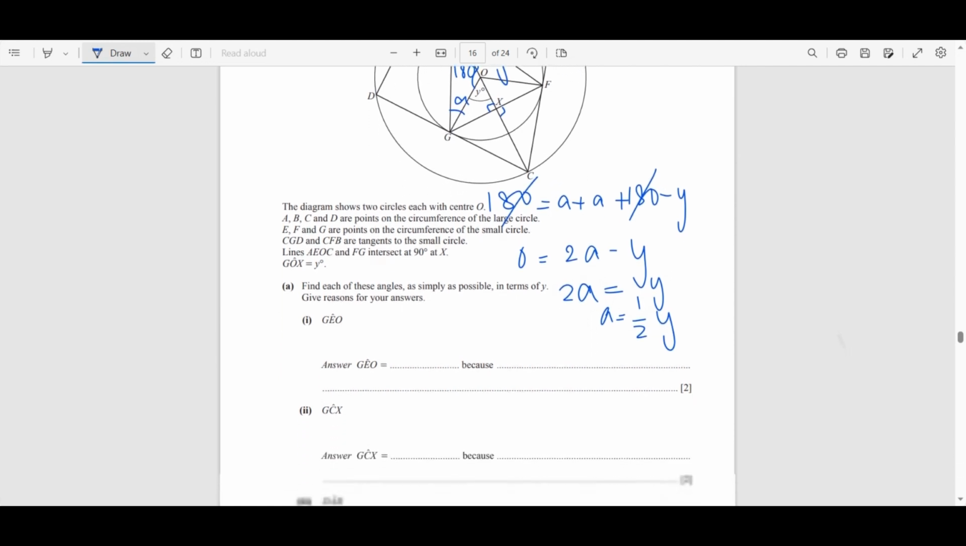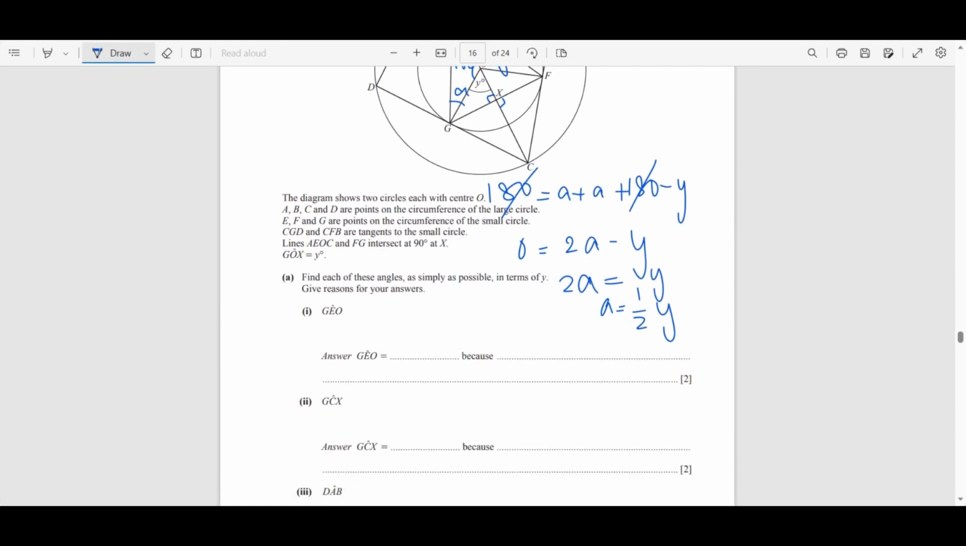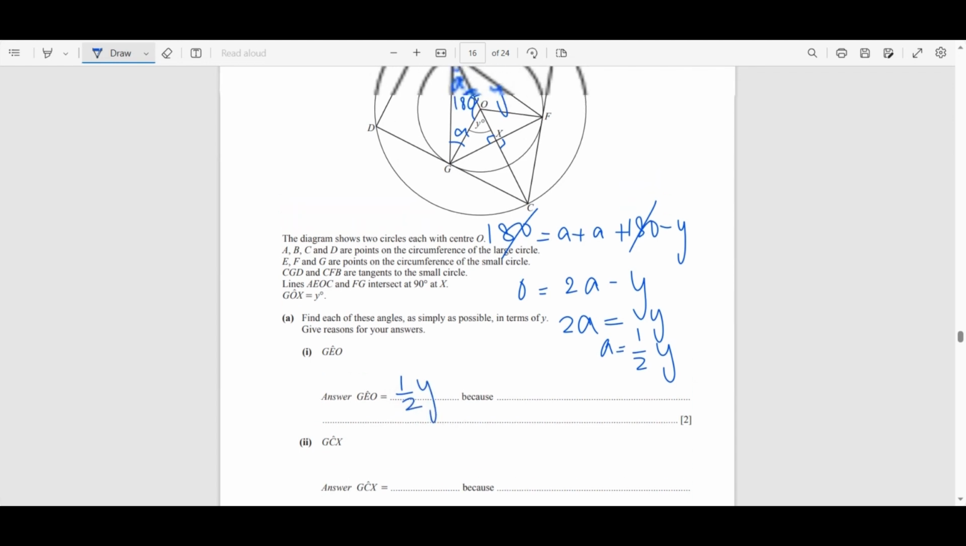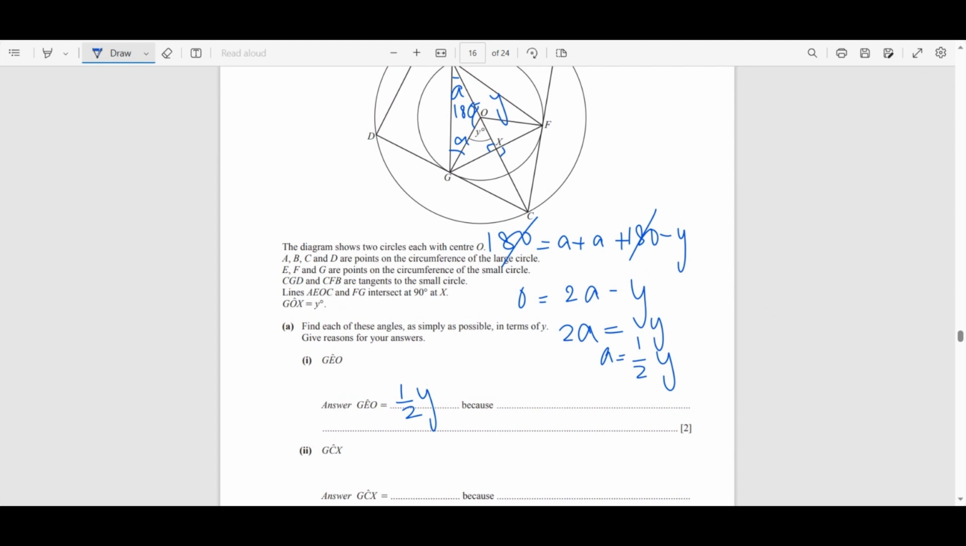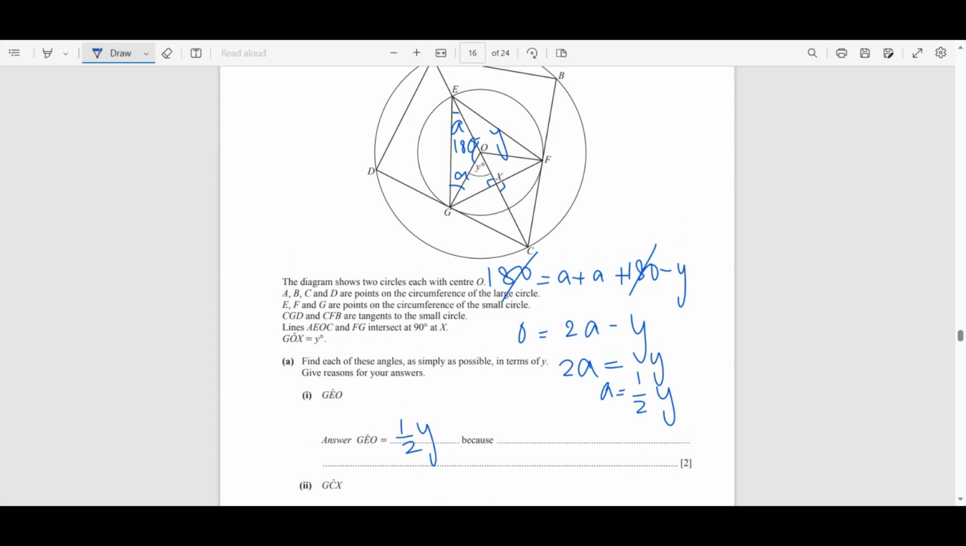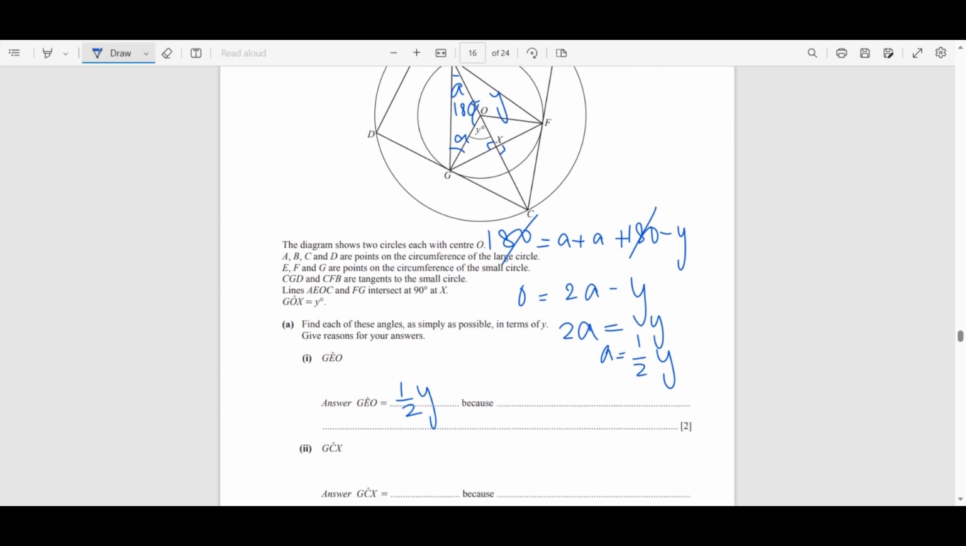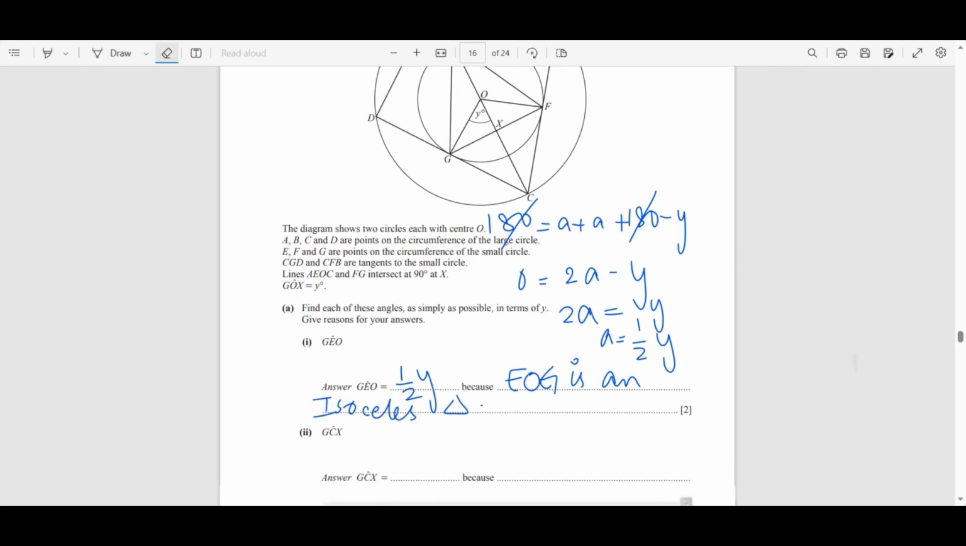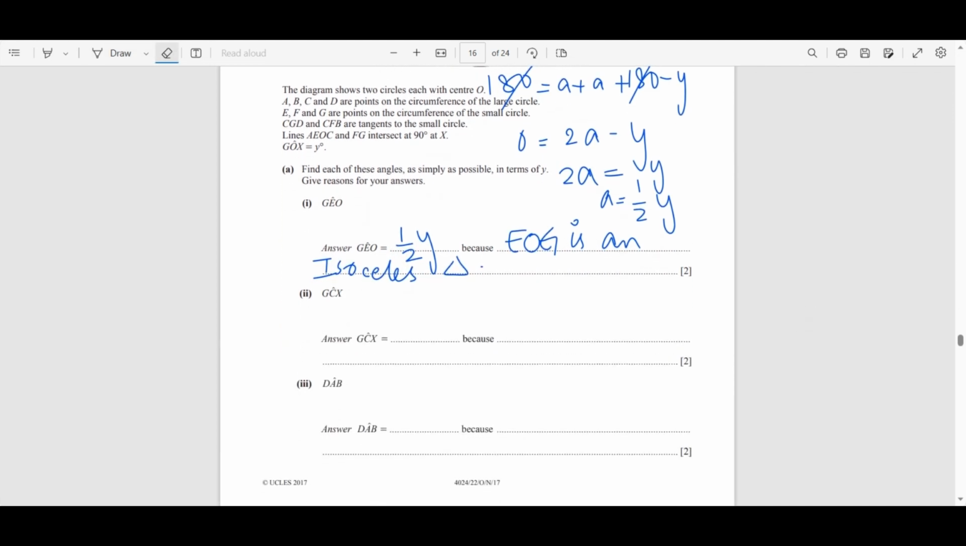So in terms of Y, if we need to give our answers in terms of Y, that means our answers must have Y in it. So it's going to be half of Y because, and our reason could be that this is an isosceles triangle. Maybe you could write that EOG is an isosceles triangle. This is one reason you could write. Okay, moving on.